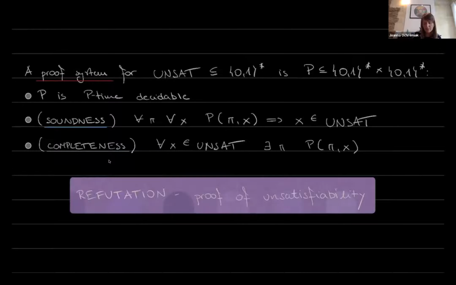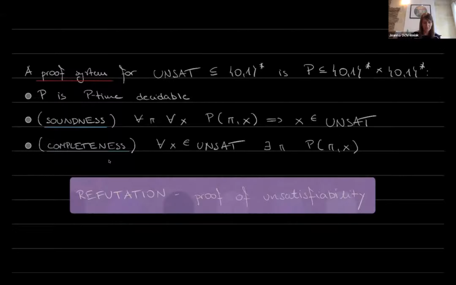And also we have completeness. For every string that encodes an unsatisfiable formula, there exists some proof pi such that pi, X is accepted, such that pi is indeed a proof of unsatisfiability of X. So this is a formal definition of an abstract proof system. And now in the rest of my talk, I will define concrete proof systems, and we will be talking about some properties of concrete proof systems.